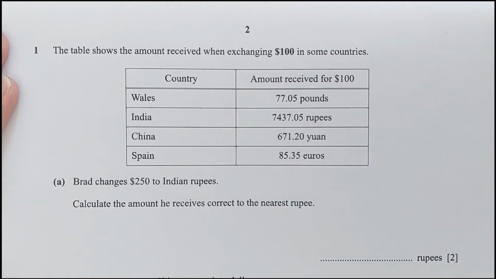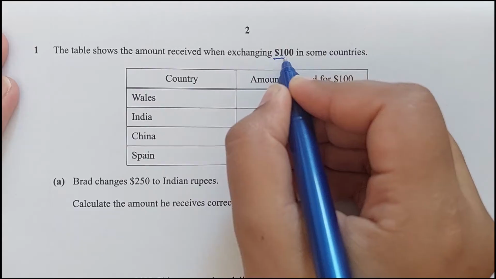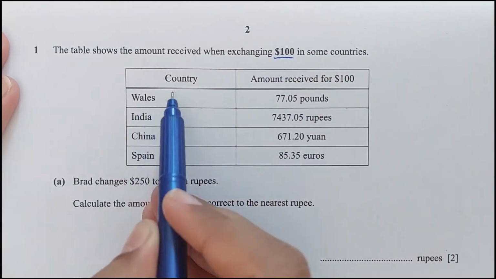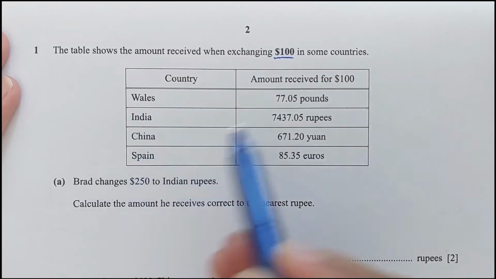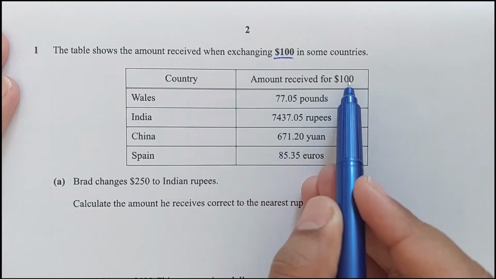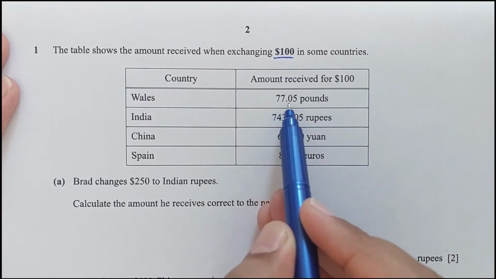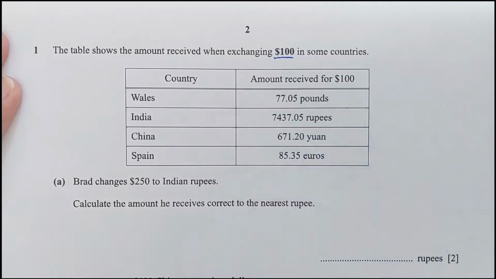Question number 1, the table shows the amount received when exchanging $100 in some countries. So the amount is $100. Countries are Wales, India, China, Spain. Amount received for $100 means $100 equals 77.05 pounds and so on.